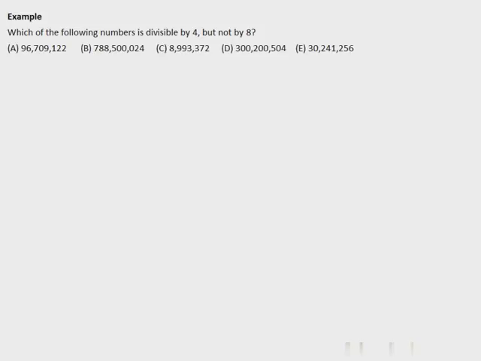Which of the following numbers is divisible by 4 but not by 8? Divisible by 4, I need to look at the first 2 digits and look at that number. 22, not divisible by 4, remainder 2. So that option is gone. 24, yes, divisible by 4, remainder 0. But is it divisible by 8? To check divisible by 8, I have to look at 3 digits, 0, 2, 4. Yes, remainder 0 even when divided by 8. By 4 the remainder is 0. By 8 the remainder is 0. So the answer is B.